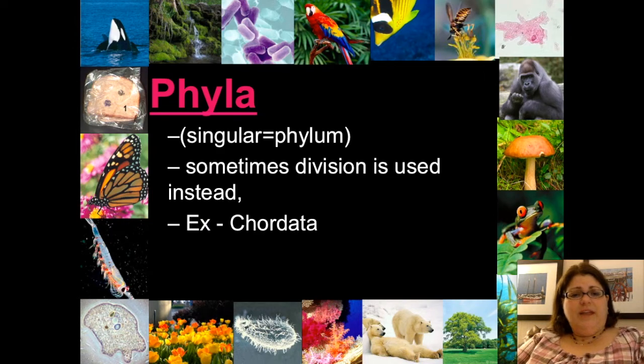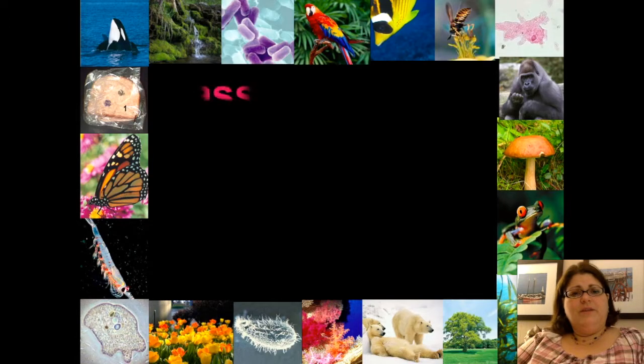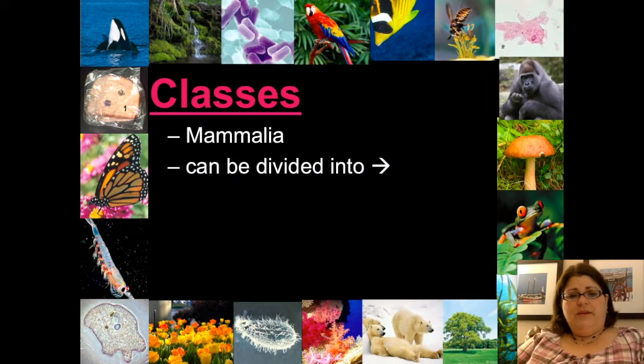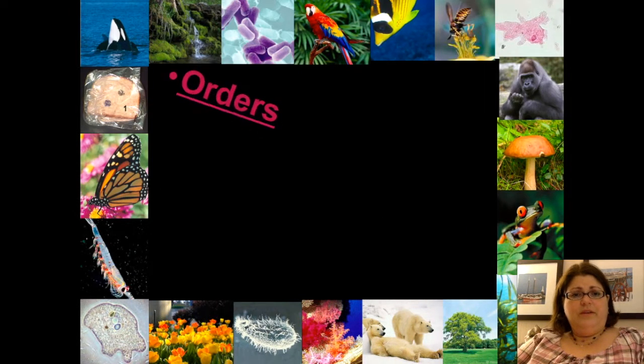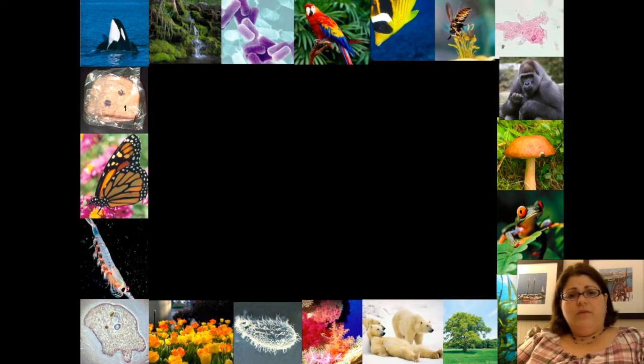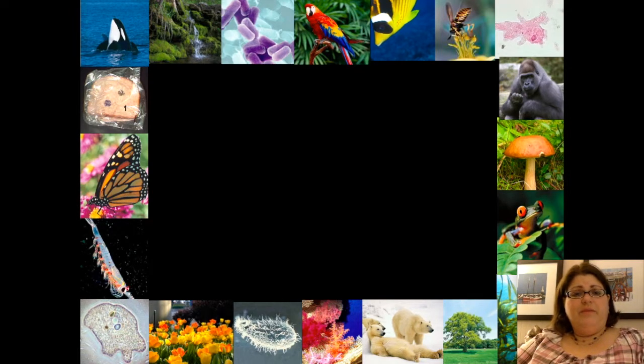So an example of phyla would be Chordata, which I said is mostly the vertebrates. There's actually a little bit more to it than that, but mostly vertebrate animals. Phyla are then broken down into classes. An example would be Mammalia. Classes are then broken down into smaller groups with similarities called orders. An example of an order would be Carnivora. Orders are then broken down into smaller groups called families. An example of a family would be Felidae, or the cat family.